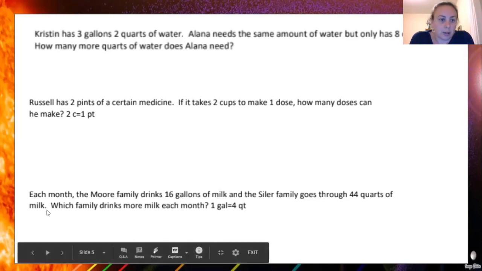And then down here, each month the Moore family drinks 16 gallons of milk, and the Seiler family goes through 44 quarts of milk. Which family drinks more milk each month? And then we know that 1 gallon is equal to 4 quarts. So if you'd like to, you can go back to your conversion charts that you just made.